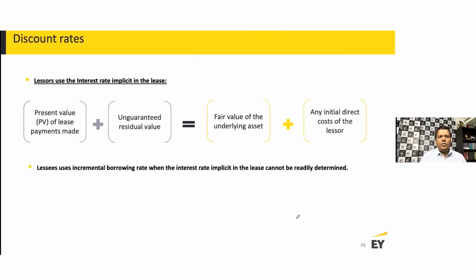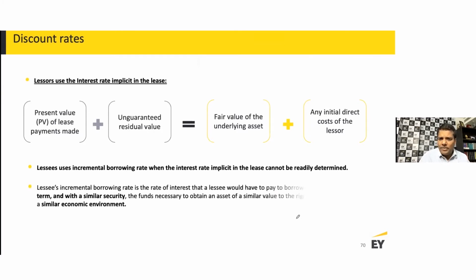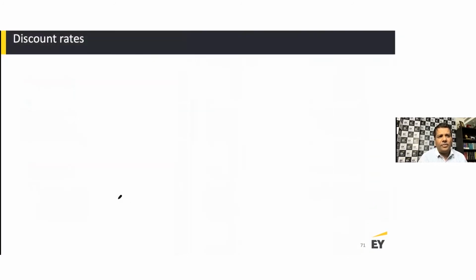So the lessee uses the incremental borrowing rate when the interest rate implicit in the lease cannot be readily determined. And the lessee incremental borrowing rate is the rate of interest that a lessee would have to pay to borrow over a similar term, and with a similar security, the funds necessary to obtain an asset of a similar value to the right of use asset in a similar economic environment.